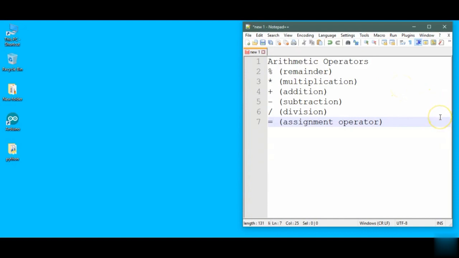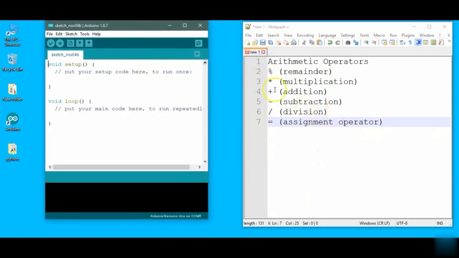So I think every one of you is familiar with these things, and in mathematics all of you have used all these things already, and now we will use them in programming. In every programming language we have the same arithmetic operators as in our Arduino programming. So first of all we have a remainder.